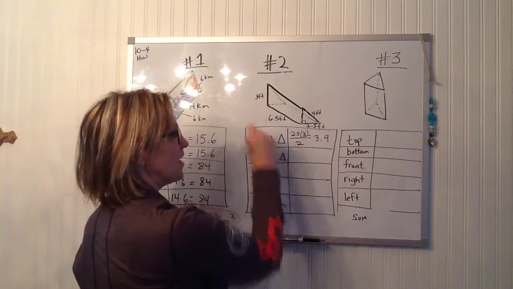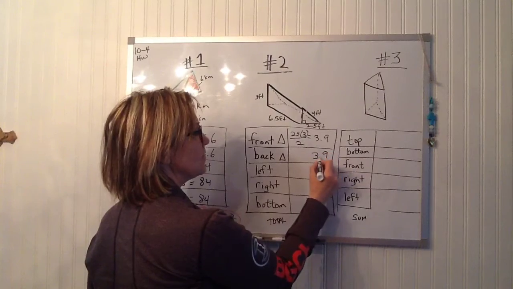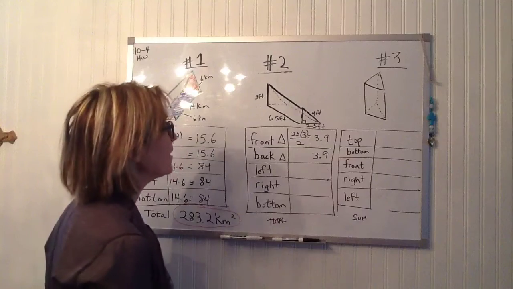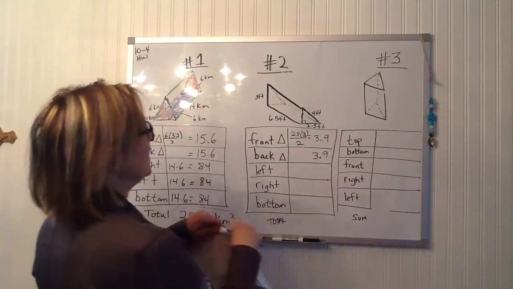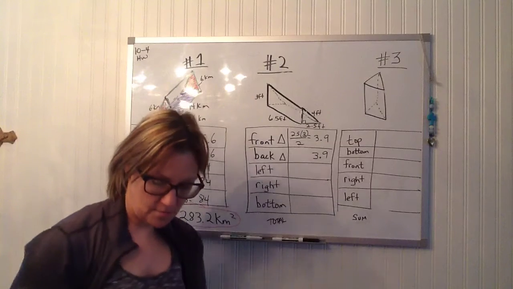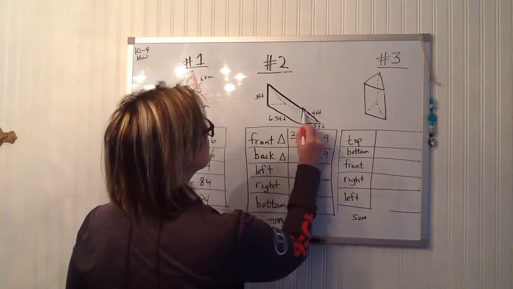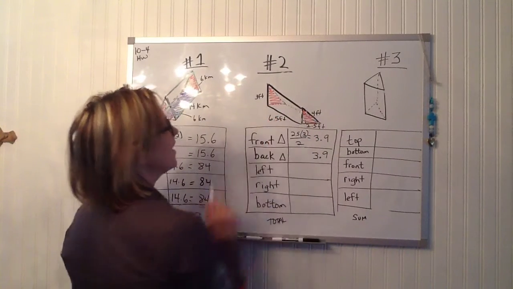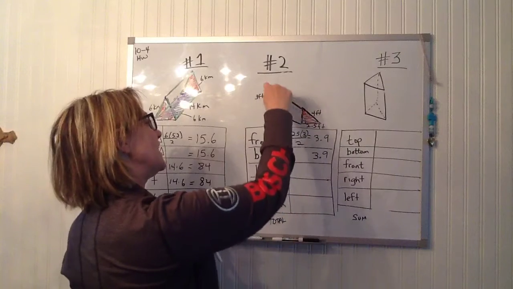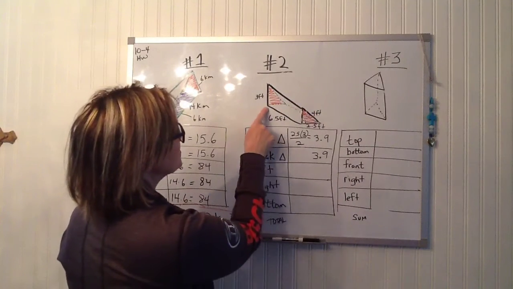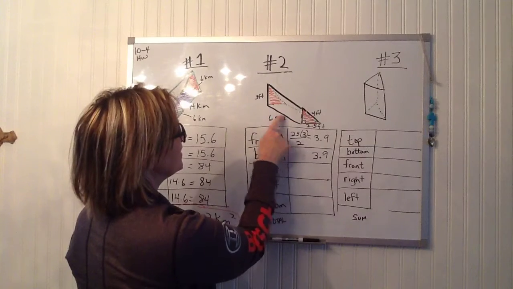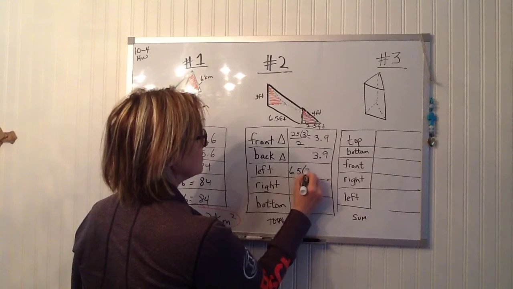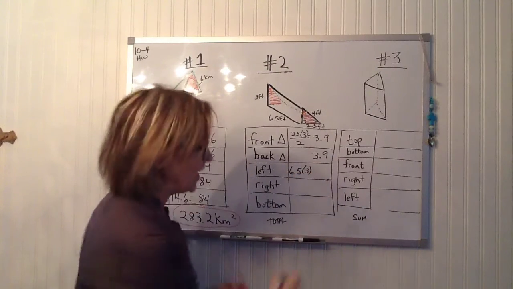We have the back triangle, which is exactly the same, so I'm not going to go through the same computation, but you could do it if you want to double check. Okay, the left side is right here. So let me shade in these triangles so we can get them out of the way. You can see those. Okay, so this left side here is a rectangle. The dimensions are 6.5 feet by 3 feet. So 6.5 times 3 is 19.5.